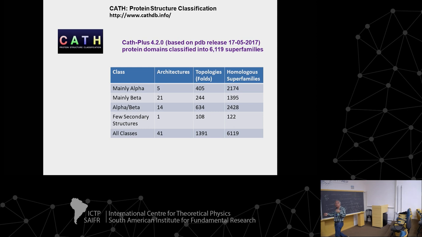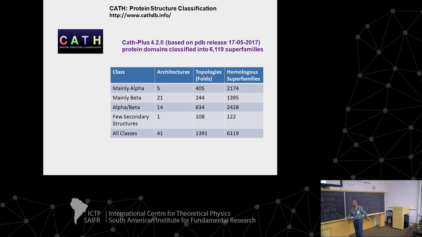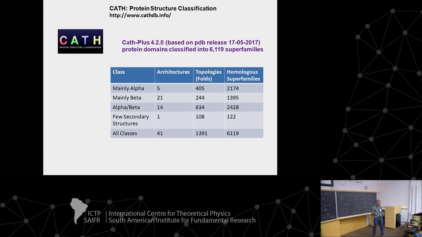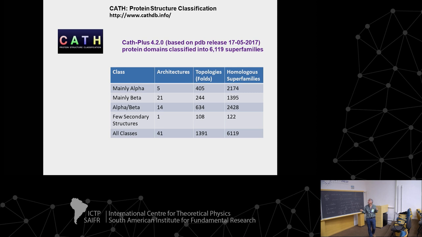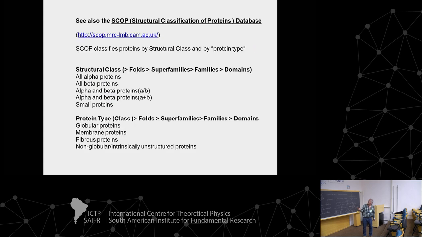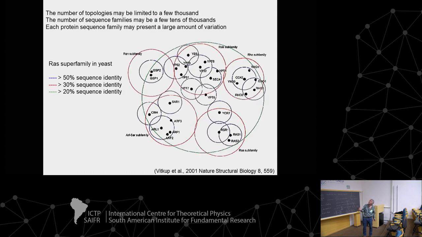Or maybe in the future we discover a whole new region of conformational space in proteins that had never been realized before. But that seems to be unlikely. This number here hasn't been increasing that much, even though this number is going up. And there's another database called SCOP, a structural classification of proteins database, that does the same thing.